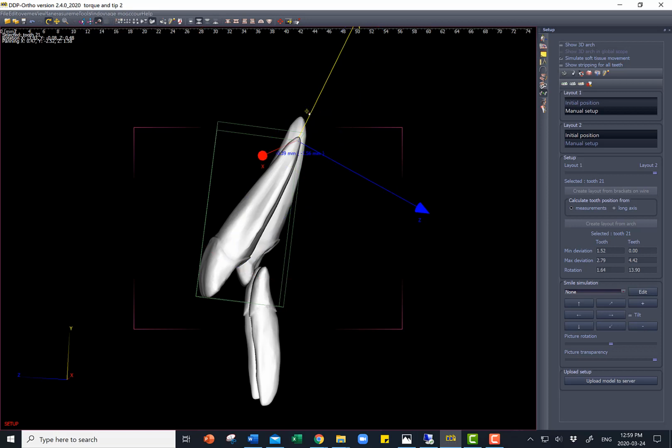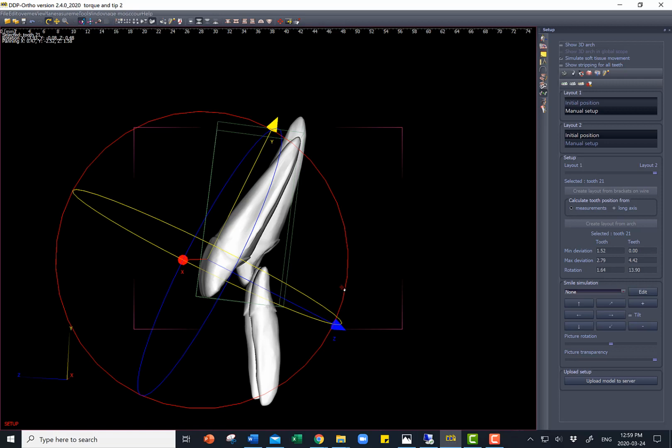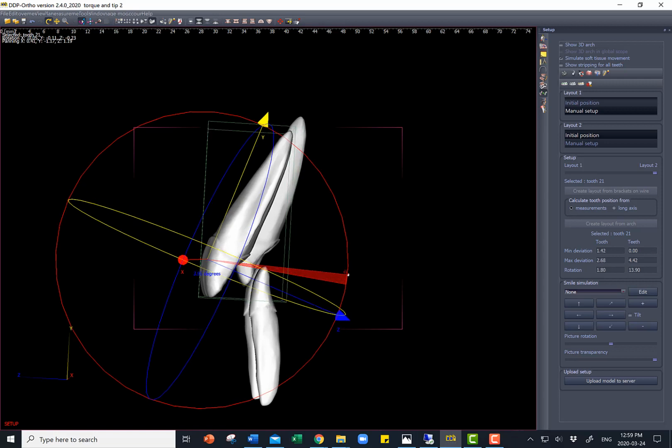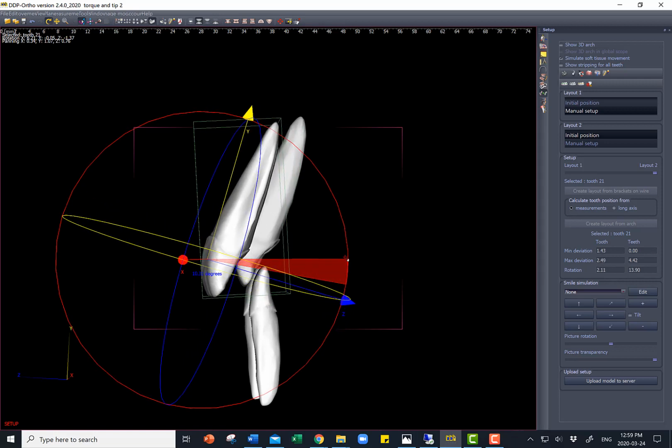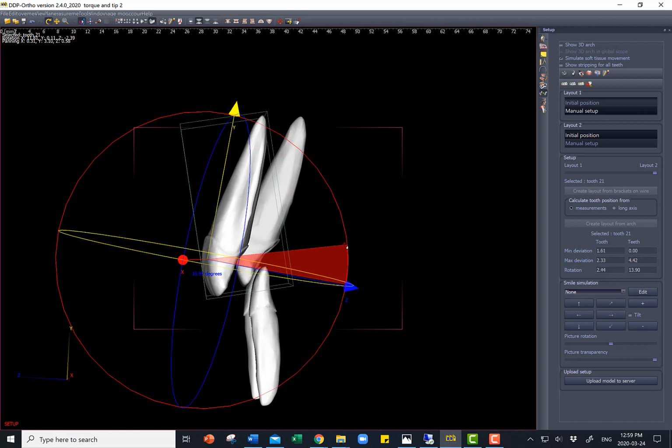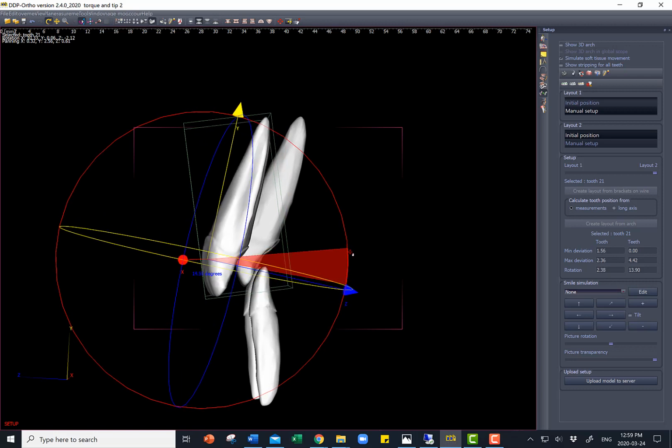And now I say, okay, let's move the center of rotation to the bracket. Some people will claim it's a good idea. I'll show you what happens. This time, the crown doesn't move much. There is less bite, there is no bite closing, but the apex is actually moving in the wrong direction.